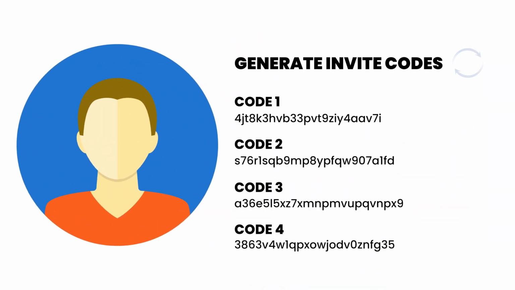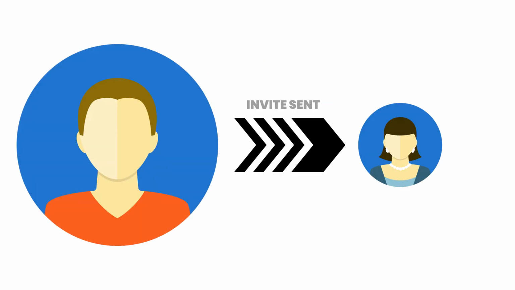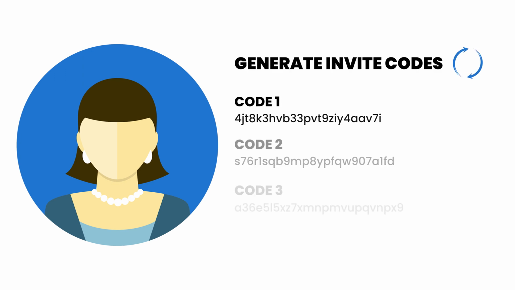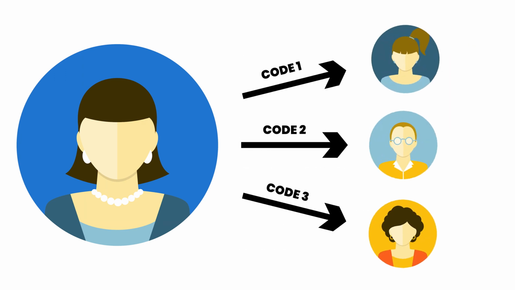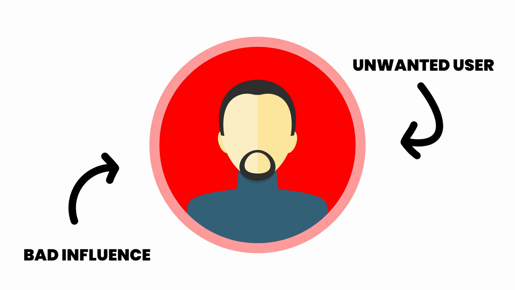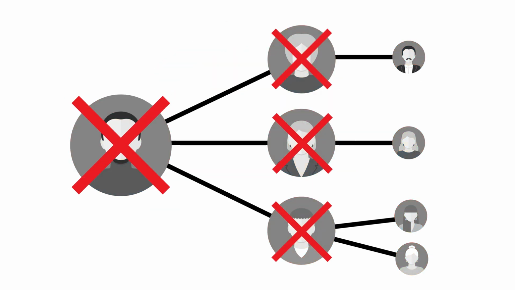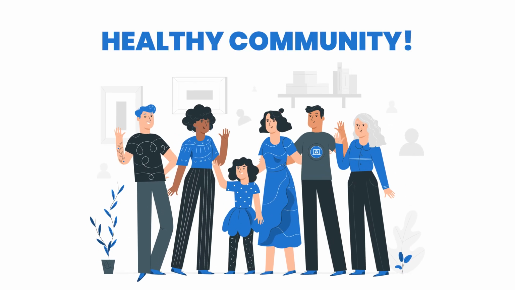Every user can generate unique invite codes to invite others to your website, which prevents spam registration. Every new invited user also receives their own invite codes, which they can use to invite others, and so on and so on, hence the snowball effect. Well, let's say there's an unwanted user with bad influence. You are able to quickly get rid of that user, as well as their entire tree of invited and unwanted users, while sustaining a healthy community.